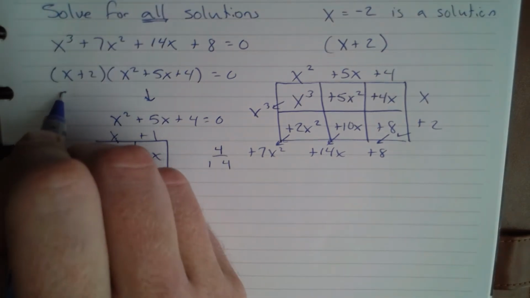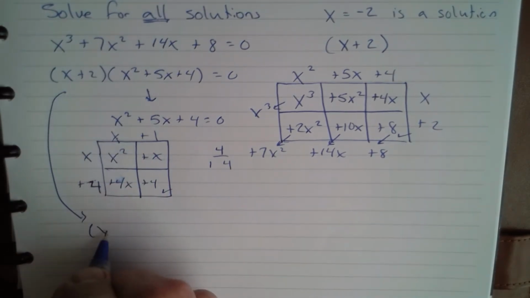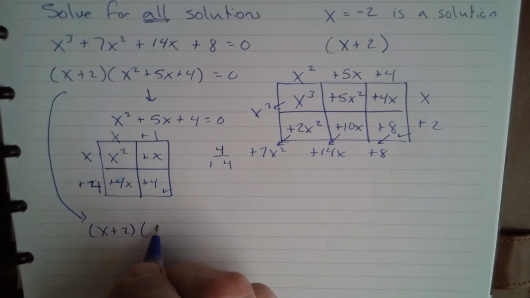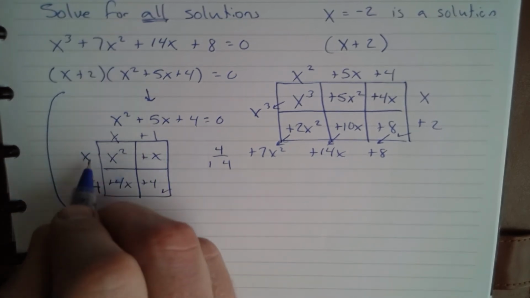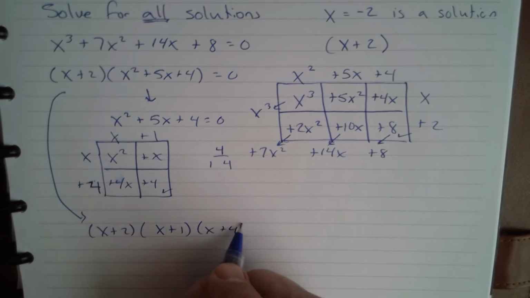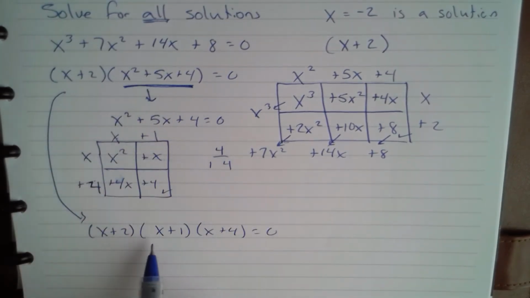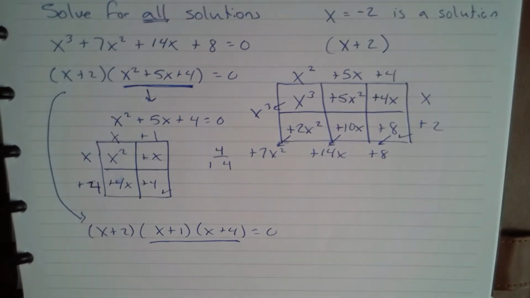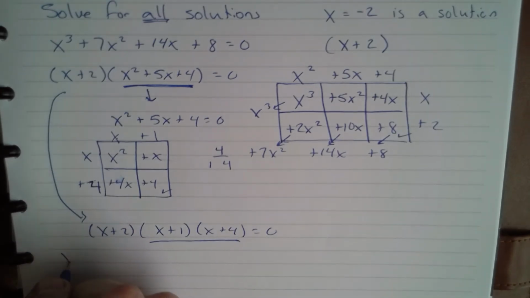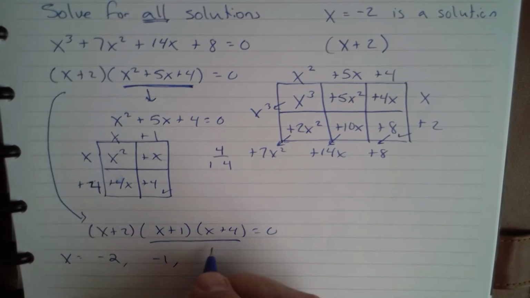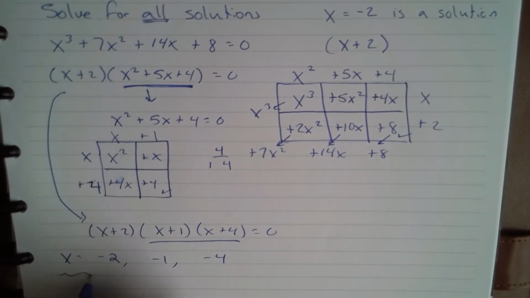So this ends up becoming x plus 2 times x plus 1 times x plus 4 equaling 0. I simply replaced this x squared plus 5x plus 4 with x plus 1 times x plus 4. And this will create our 3 solutions of -2, -1, and -4.